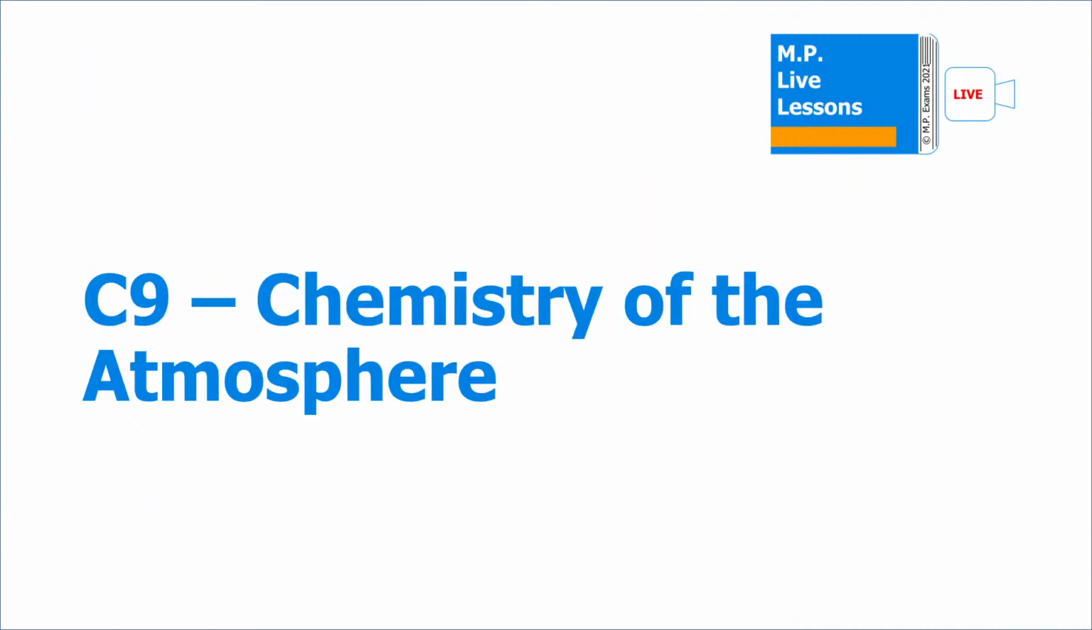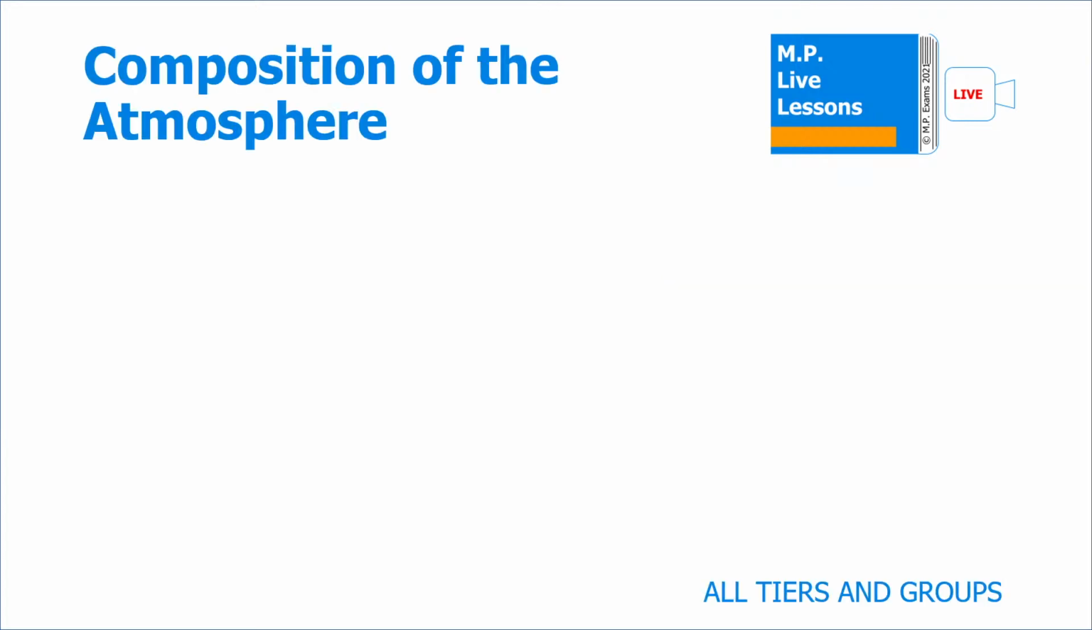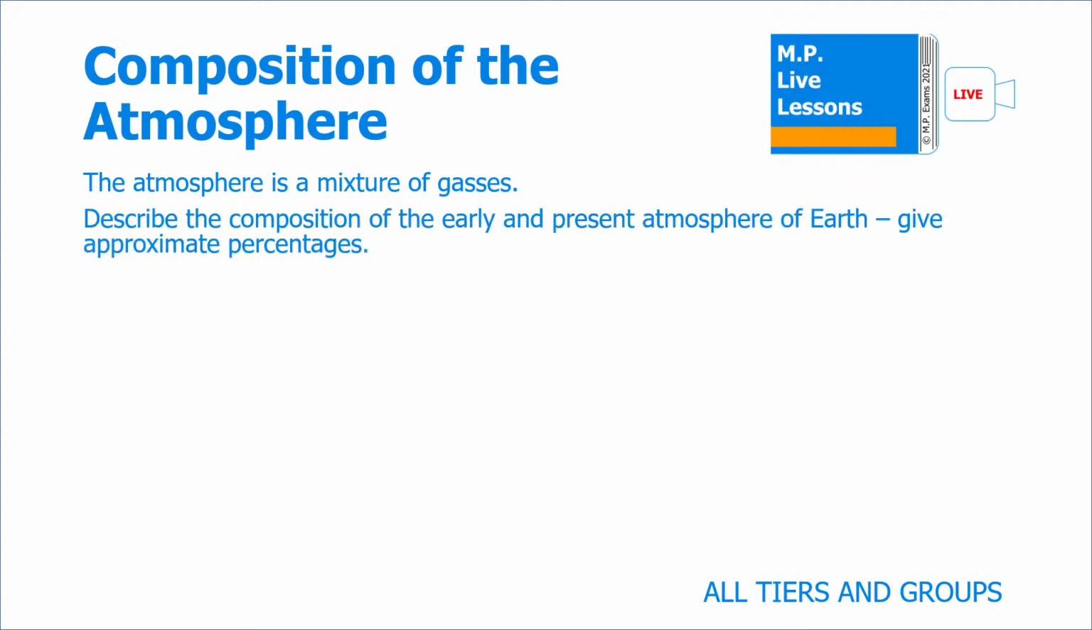Next is Unit 9, which is Chemistry of the Atmosphere. Now, you'll need to know about the composition of the atmosphere, as in what gases make up the atmosphere. After all, the atmosphere or air is just a mixture of gases. So we need to roughly describe the composition of the early and present atmosphere of the Earth. We need to give approximate percentages. For example, at the start it was mostly carbon dioxide, as in we only need to give approximate percentages for the modern atmosphere.